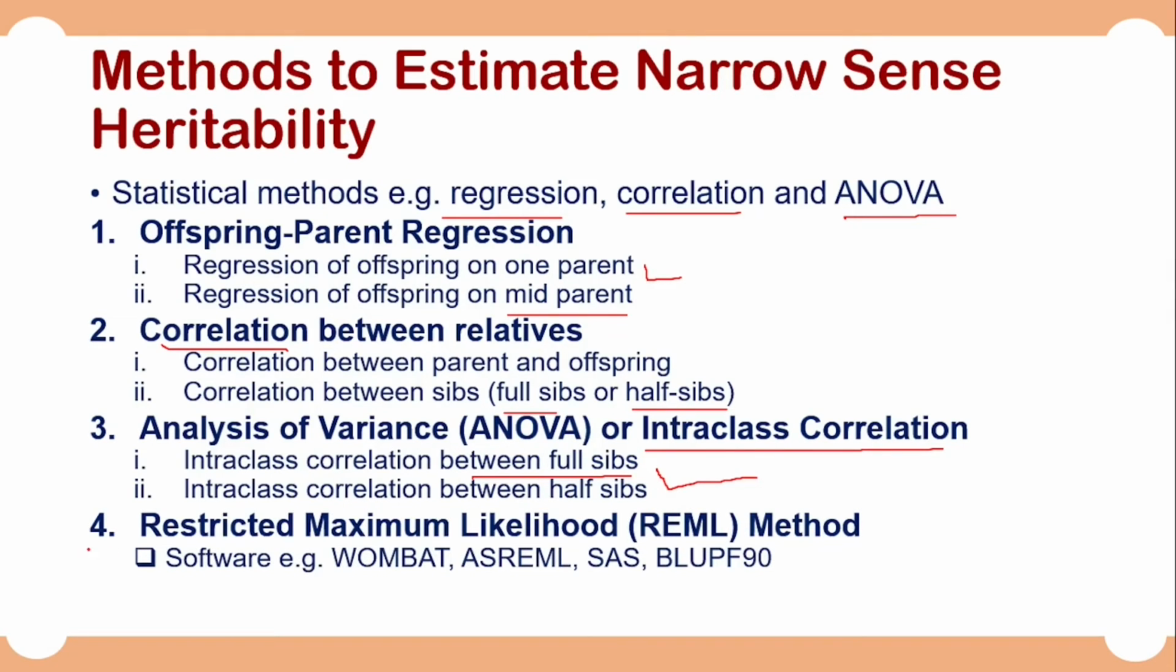The fourth method to estimate heritability is the restricted maximum likelihood, also known as the REML method. And this is a highly advanced method. So to estimate heritability using restricted maximum likelihood, you need different types of software, which might be Wombat, ASREML, SAS, BLUPF90, or there are so many other software which can also be used to estimate heritability. And this method is highly reliable, and this type of method is mostly used nowadays to estimate heritability for different traits of livestock species. You can see different research articles where they use this type of method to estimate heritability.